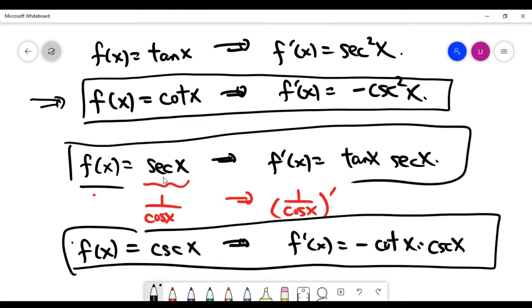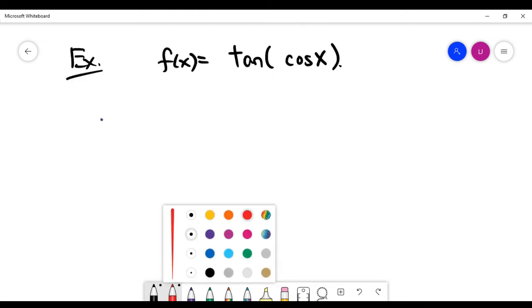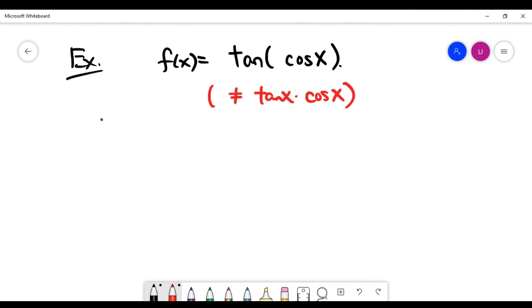We can do some exercises here. Please look at the current function, which is tangent of cosine of x. This one is a composite function. Please don't make the mistake of thinking that f of x is the same as tangent x times cosine x. They are not the same, because that one is a product of two functions. But currently, we are looking at a composite function: you take cosine of x first, and then you take tangent.